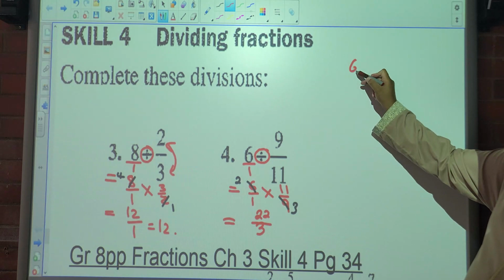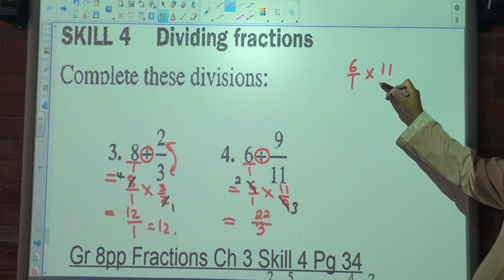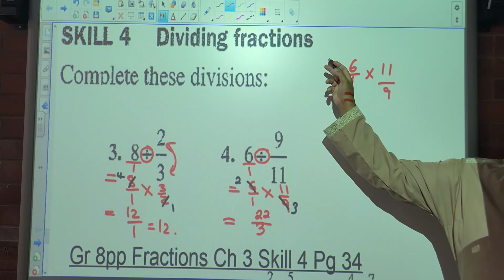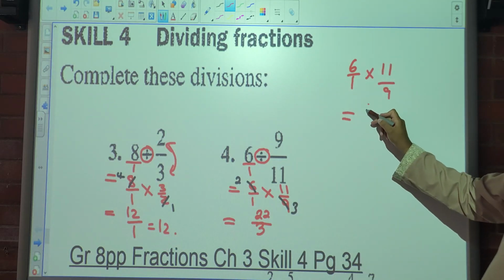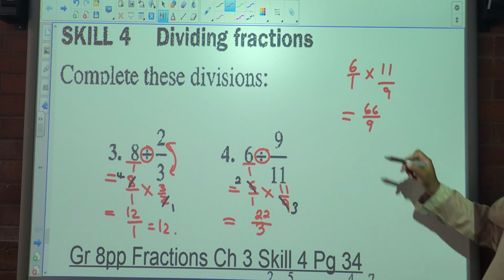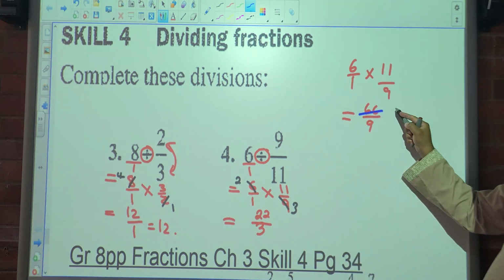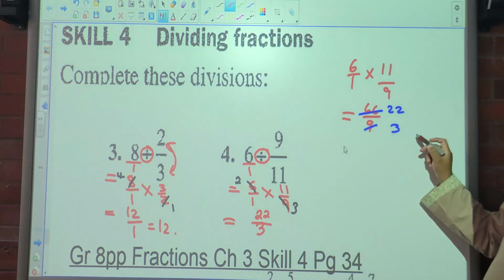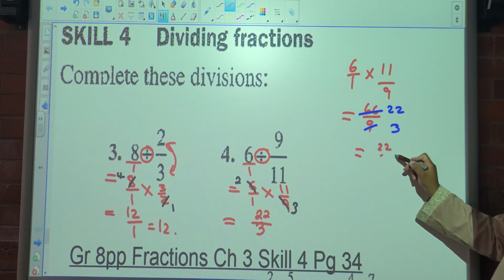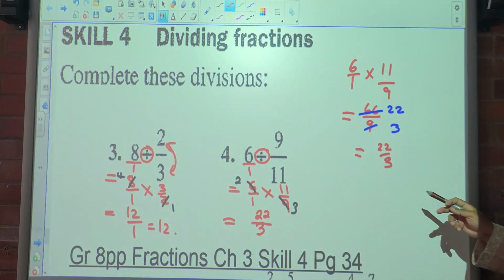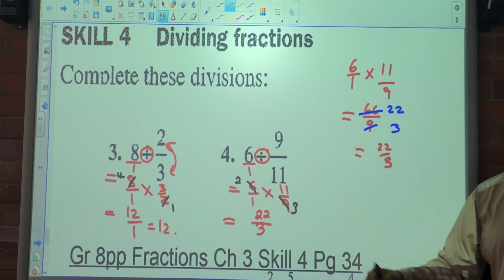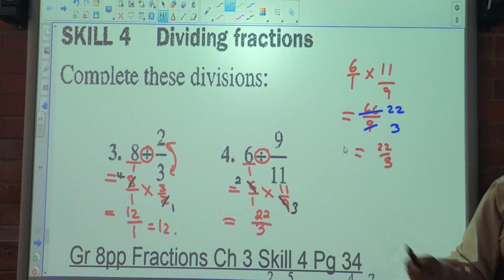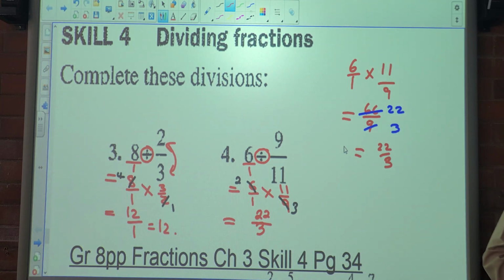Otherwise what you could have done was, if it was 6 over 1 multiplied by 11 over 9 and you didn't simplify this, you're going to say 6 times 11 is 66, 1 times 9 is 9. 3 goes into 66, 22 times, 3 goes into 9 thrice. So the answer is still 22 over 3. Either or. Okay. But later on you'll see the sum will get so much bigger. It's going to make more sense to simplify before you multiply. Okay? You guys understand? Is there any confusion?